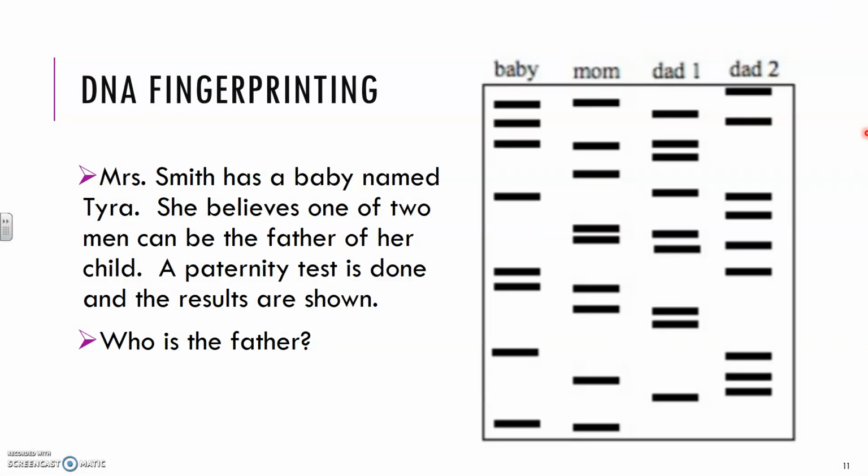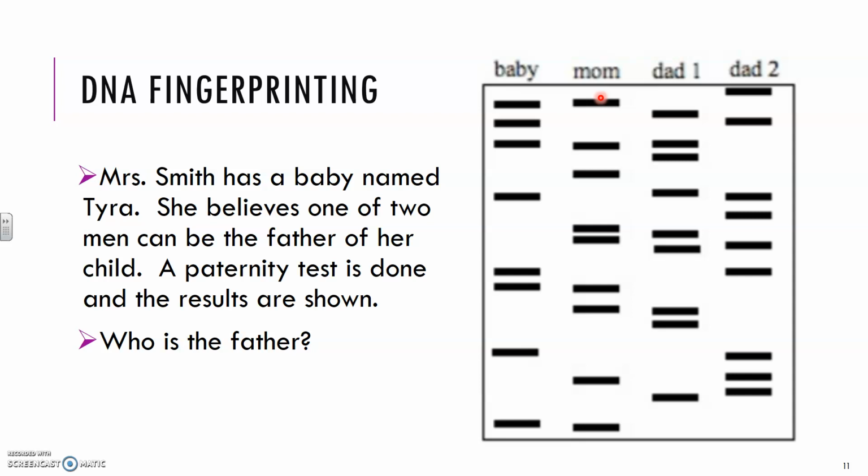Alright, this is looking at a paternity test. Mrs. Smith had a baby that she named Tyra. So we have the baby, Tyra, and mom. She believes that one of two men can be the father of her child, so she does a paternity test in order to determine which man is the baby's father.